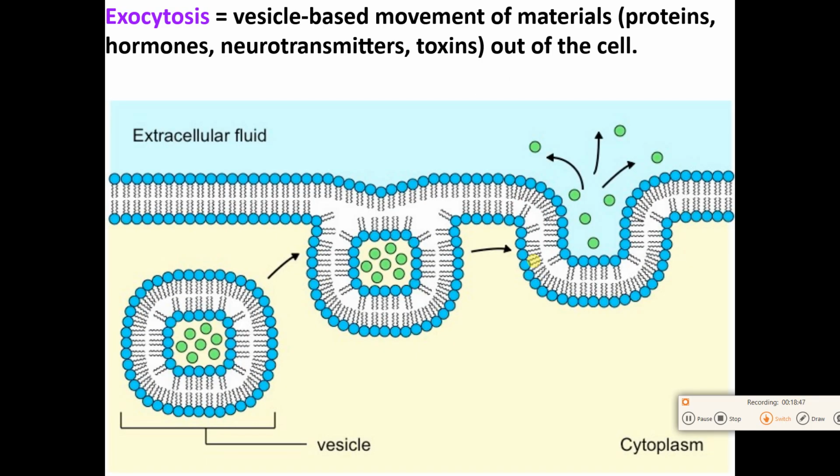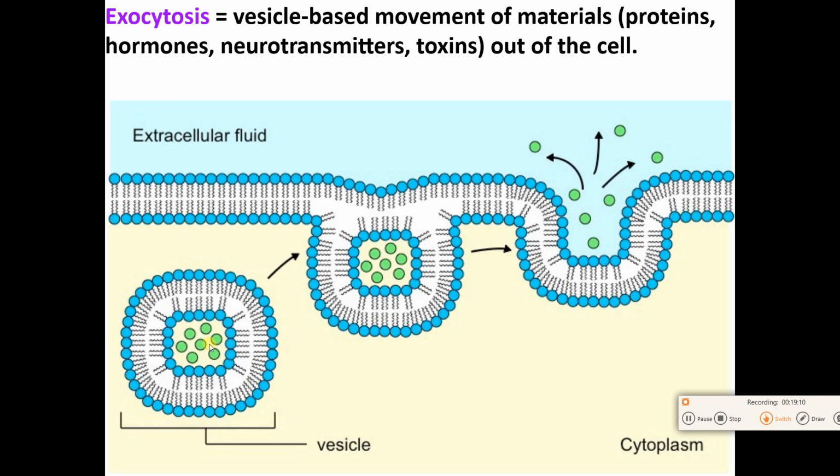Now here we have some exocytosis. This phospholipid bilayer up here is my cell membrane. So this is inside my cell. This is outside my cell. Here I have a little membrane bag. Notice it is also a phospholipid bilayer. And there are some little green guys in it.